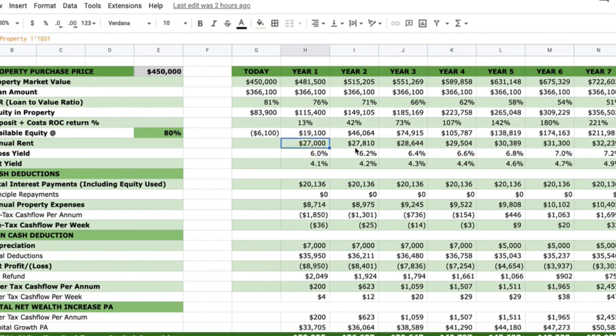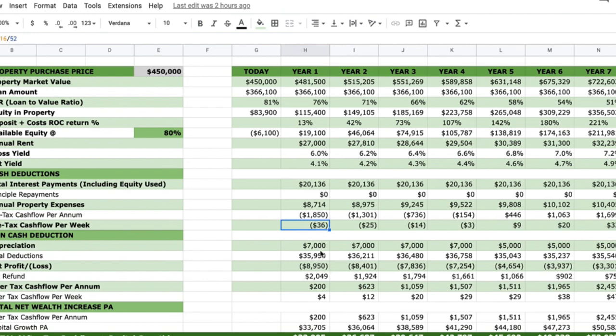Your rental, we're saying, is increasing. It's calculated based on the inflation rate. So your gross yield is 6%, your net yield is 4.1%, which is pretty okay. And you need these kind of yields to actually handle the current interest rates. And then you have the total interest payments, which is again based on 5.5% interest rates. You have some annual expenses, you have pre-tax cash flow, you have pre-tax cash flow per week.